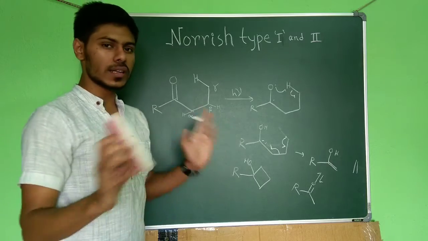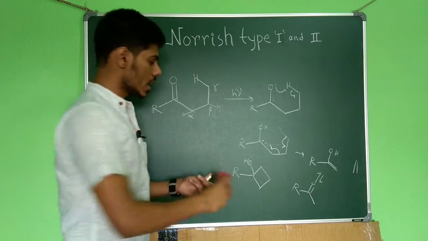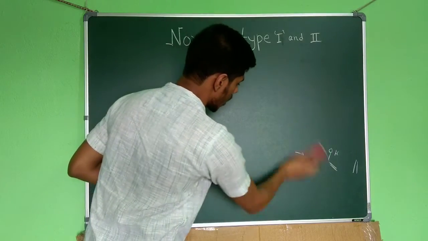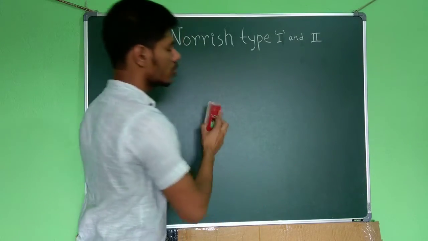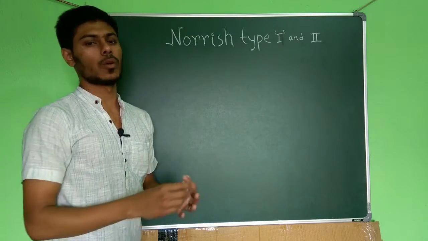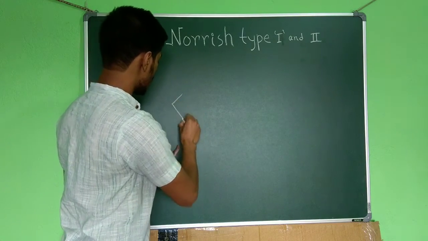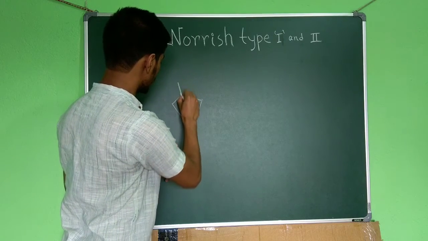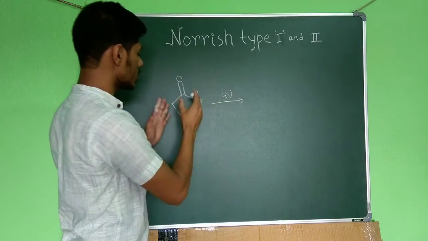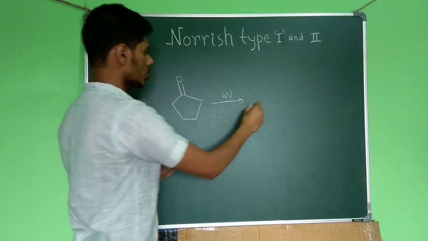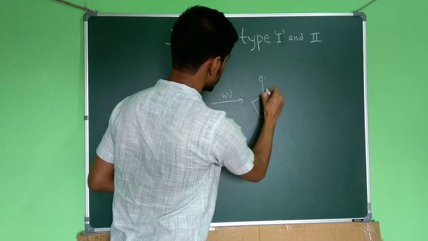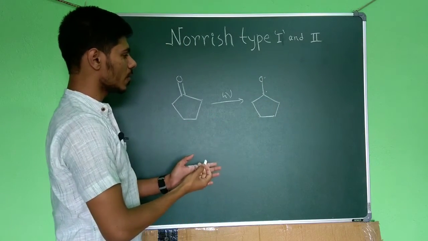But before ending this video, let us discuss two very important aspects of Norrish type 1 and type 2, that is, what will happen to this reaction when our substrate is a cyclic molecule. For example, let's say we have this cyclopentanone molecule, and if you do a Norrish type reaction, that is, if you shine this molecule with light, what will happen? So the first step is very simple. You can see this diradical will be generated. Now what will be the fate?